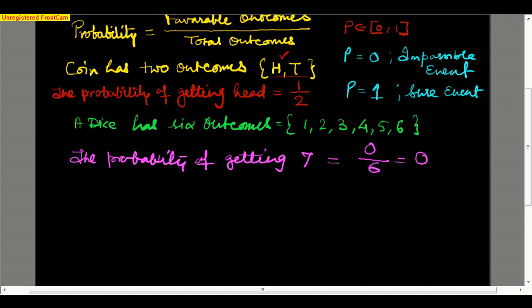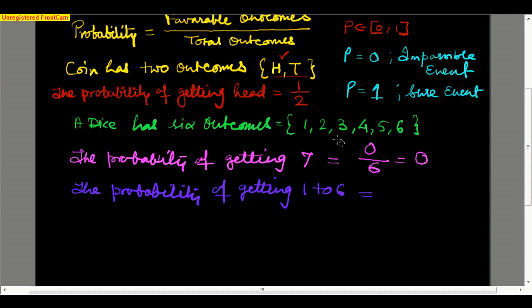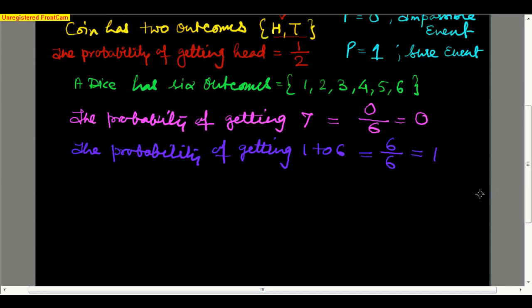Now we see the probability of getting 1 to 6. We have 6 favorable outcomes, 1 to 6. We have all the outcomes from 1 to 6. So the favorable outcome is 6 and the total outcome is also 6, so we will get 1. This is the sure event. The probability of a sure event is always 1 and the probability of an impossible event is always 0.